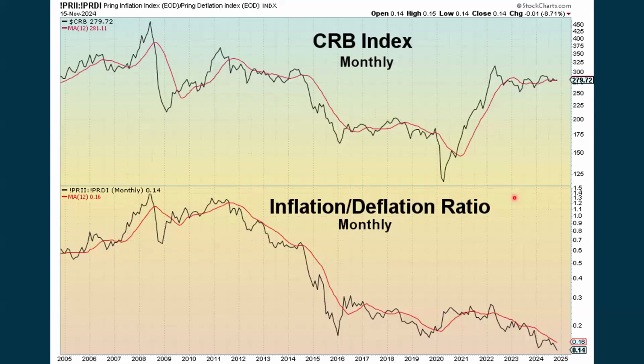We want to keep an eye on inflation. And first, I look at a monthly chart here, the CRB index. These are commodities, and we continue to pretty much chop sideways. Then we do a ratio of inflation versus deflation. This is continuing to decline. And so that just shows more deflation, that inflation is not necessarily a problem, according to this chart.